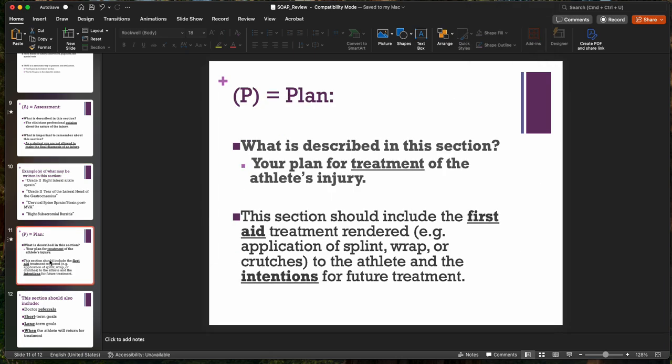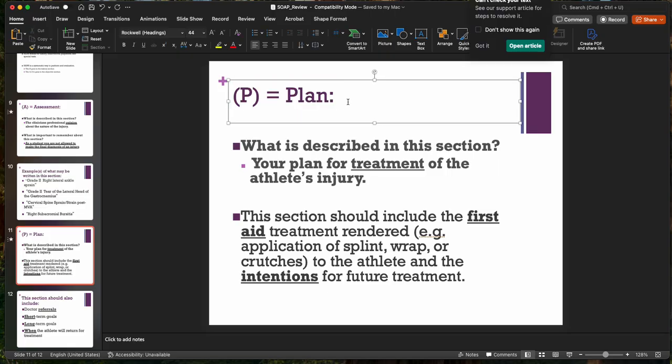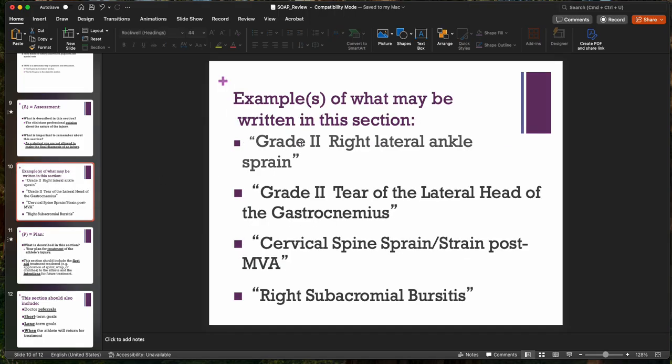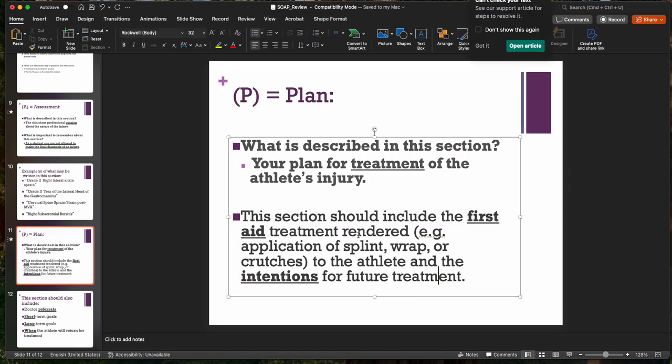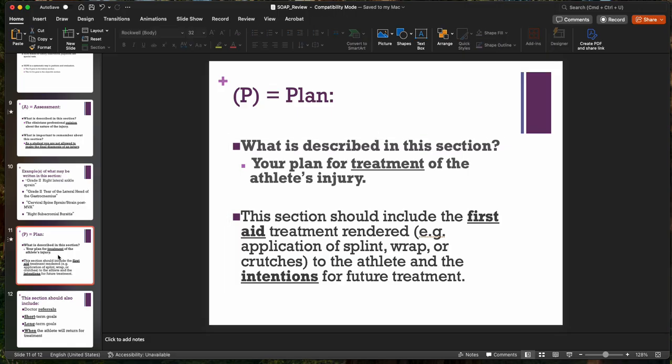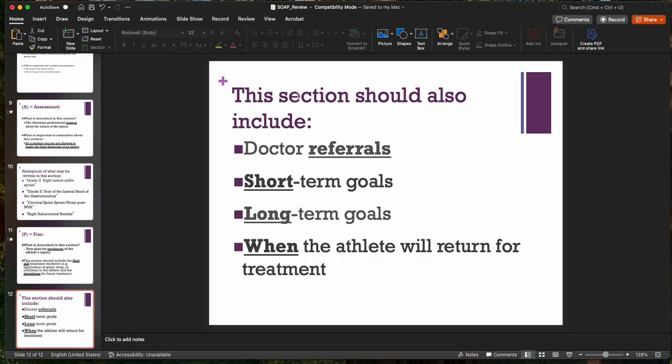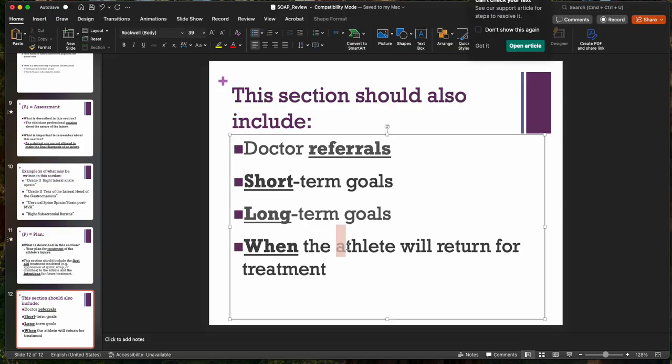And then finally, the P is outside of the scope of this class. I will not ask you to do this inside this class. But the P is, well, what are you going to do about it? So just to finish this idea, it's the plan. Your patient has a lateral ankle sprain. Well, what are you going to do about it? Is there any first aid? Are you doing any future treatment? Are you referring them to the doctor? Are you doing ice, heat, etc.? The P also includes doctor referrals, short-term goals, long-term goals, and when the patient will return. This was specific for athletes, but when the patient will return for treatment.